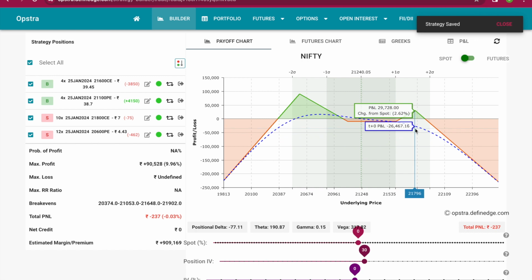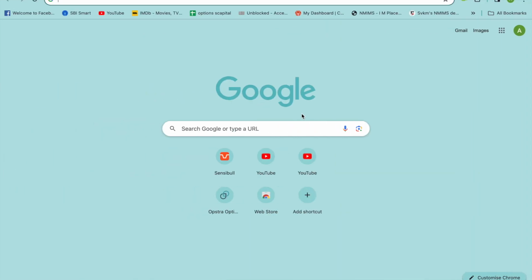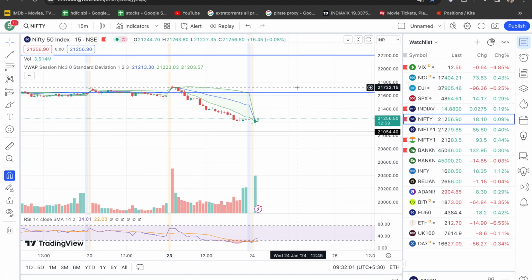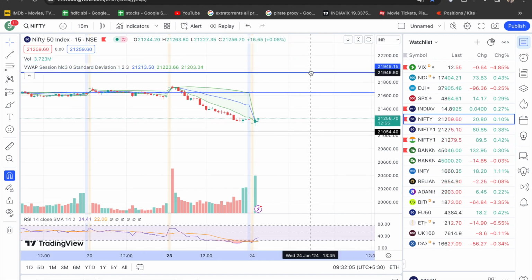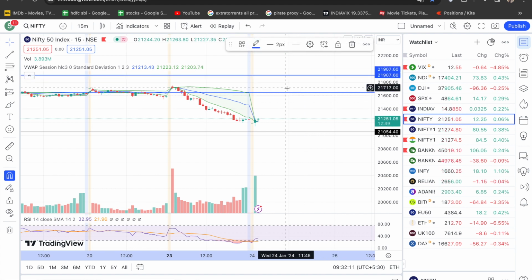At the upper end, the upper break even is 21,902, and we'll start getting profit after 21,650. 21,650 to 21,902 is somewhere around here only. So our region of profits has already reduced. So if the market goes up in the next 2 days beyond this region, then we will incur some losses.